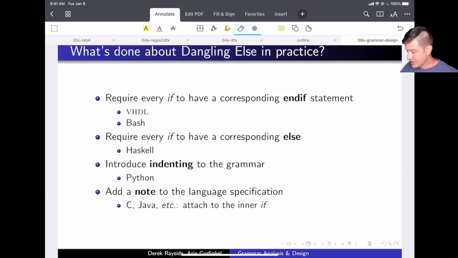Otherwise, in languages like C and languages that derive from it, there's just an explanation somewhere outside of the grammar that says only the parsing where the else attaches to the inner if is the legal one. And then whoever is writing the parser for this grammar has to figure out how to make it work. They won't be able to use any of the standard parser generating techniques. They'll have to tweak the parser a little bit.